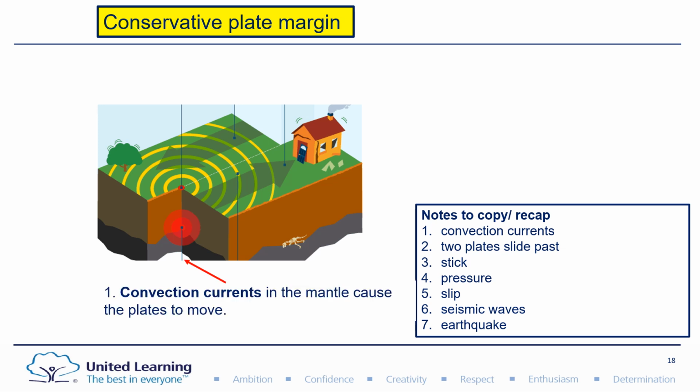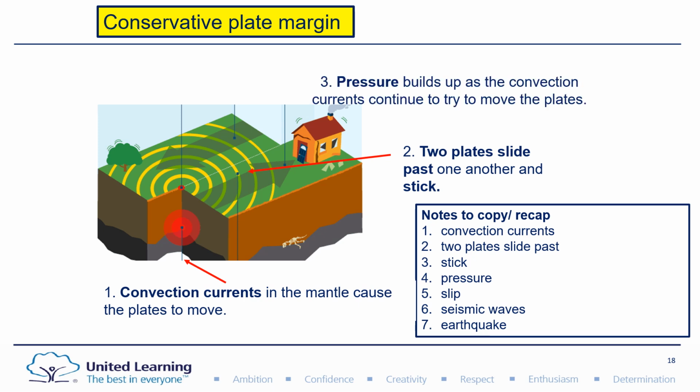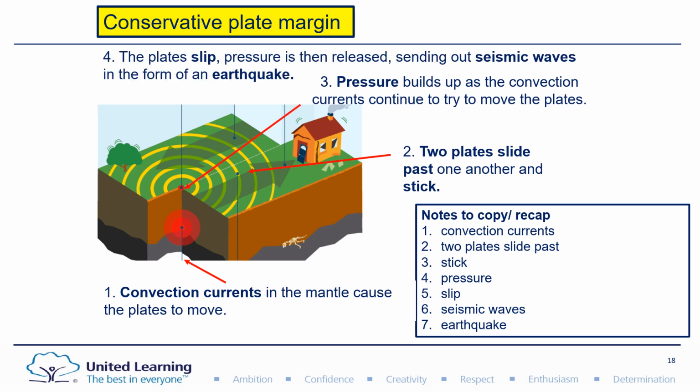Step 1. Convection currents in the mantle cause the plates to move. Step 2. The two plates slide past one another and stick. As the plates get stuck, pressure builds up. That's because the convection currents are still trying to move the plates, but they can't because they're stuck. As this pressure builds, there's eventually a slip, and as there's a slip, pressure is released through seismic waves in the form of an earthquake. At a conservative plate margin, we do not get any volcanoes.